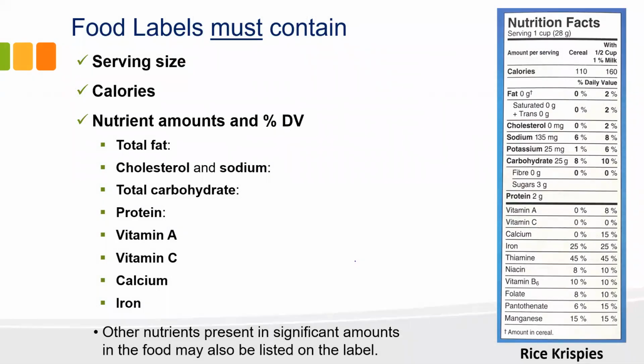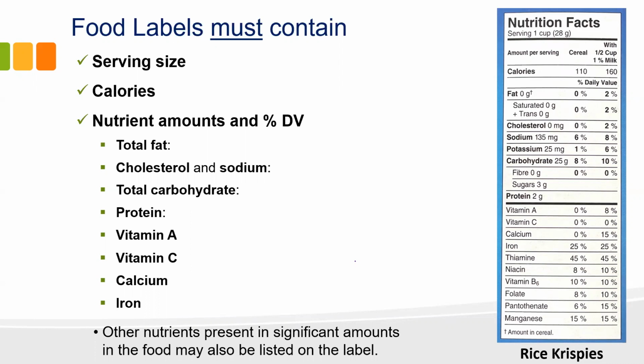So food labels, I guess this should say nutrition fact label, must contain. And I already mentioned some of these things, but there are some nutrients that they must contain. Total fat, cholesterol and sodium, total carbohydrate, protein, vitamin A, vitamin C, calcium, iron. Not sure why they chose those particular vitamins. Maybe I'll figure that out at some point, because there are other vitamins in our food and other minerals, but those are the ones that have to be contained. Anything else that's in there in significant quantities may be listed. I don't think it's required, but most things do it anyway.